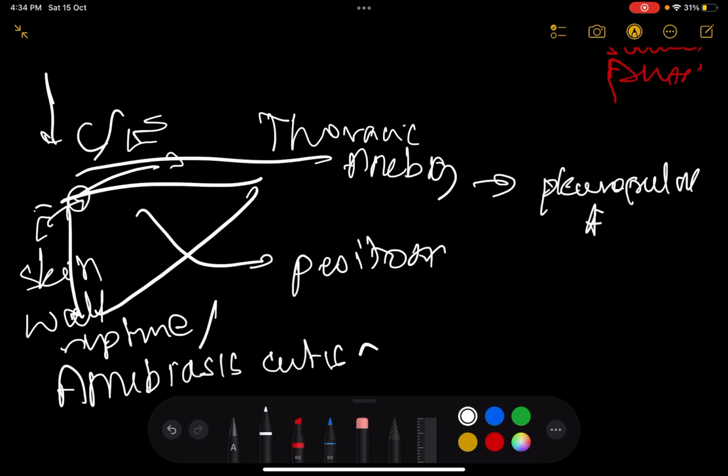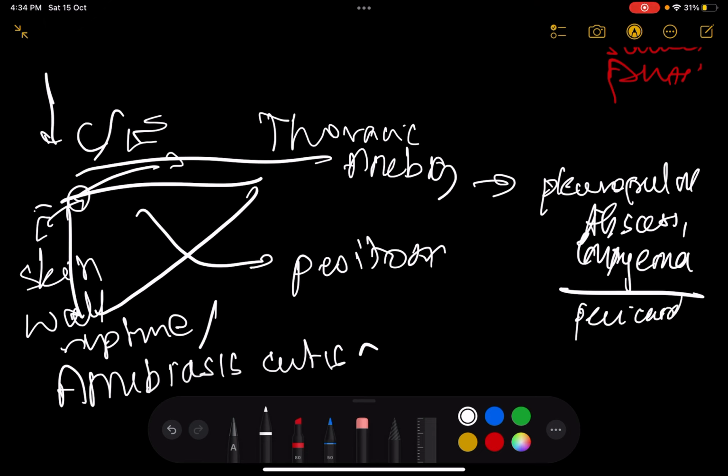It can lead to empyema, pus in the pleura. It can also lead to pericarditis. Now these are some severe complications, okay. These are very severe complications that we are looking at in a further untreated patient.